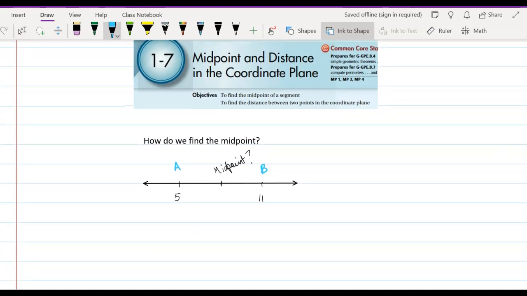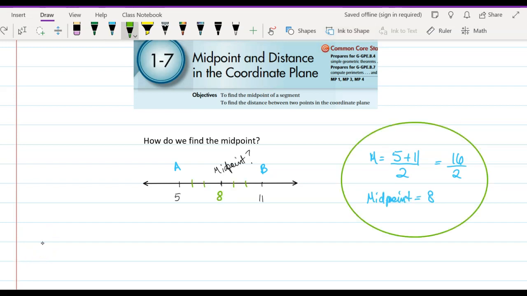So if I have point A at 5 and point B at 11, what do I do to find that? You can remember that the midpoint is going to be equal to point A plus point B divided by 2. So we're just going to take the average. That's going to give me 16 divided by 2, so the midpoint is going to be 8. So we have the midpoint at 8.